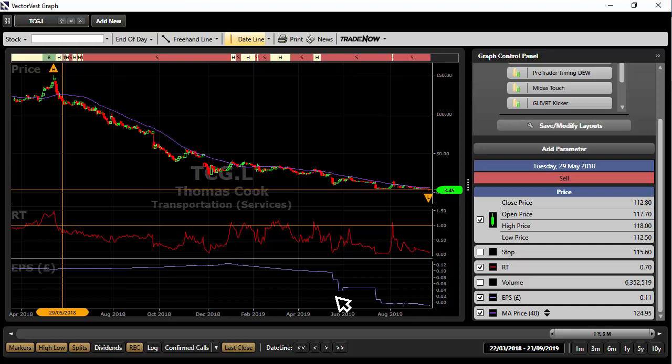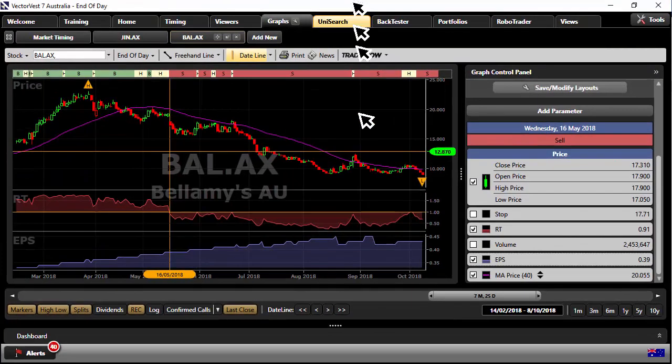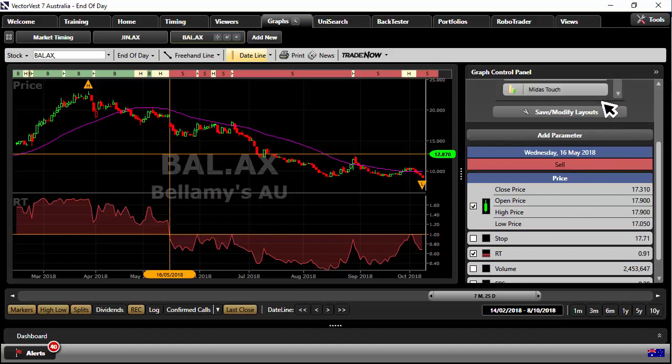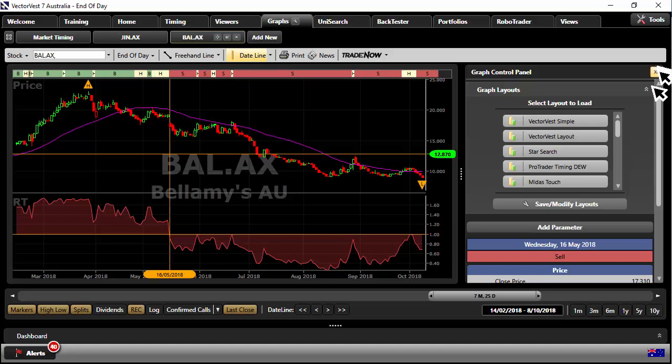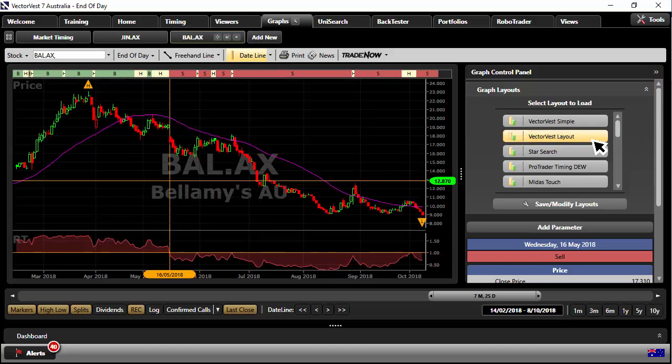Now, the reason I bring this up is because the methodology that we teach, of course, in the UK, for example, with Thomas Cook, same methodology. Let's bring over another share here, applies in Australia. So let's do this. I'm going to change the layout again. Just like we did for the UK, we'll change the layout here to the VectorVest layouts. There it is.